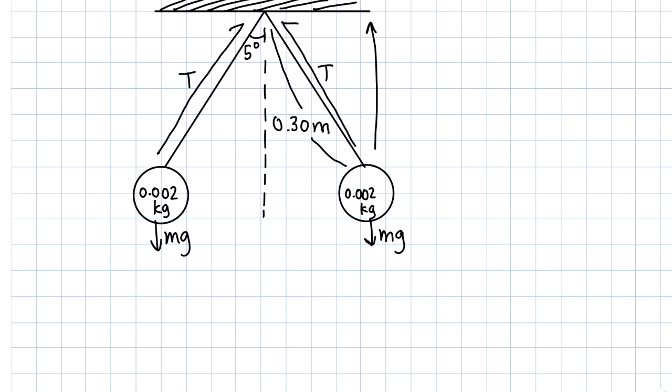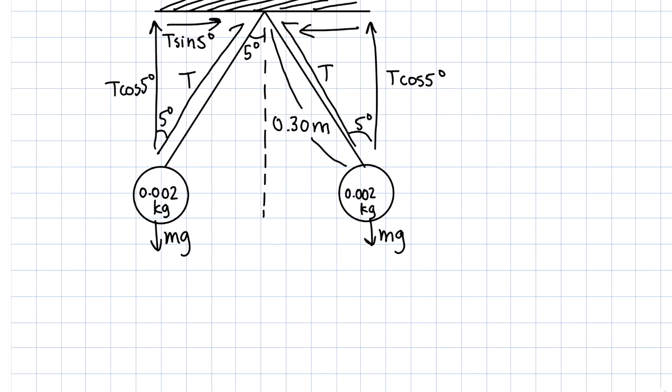Because of geometry, we also know that the vertical and the tension form an angle of 5 degrees. And with this angle, we can now solve for the components of tension. So we know that the y component of tension on each side is tension cosine 5 degrees. And the x component of tension on each side is tension sine 5 degrees.